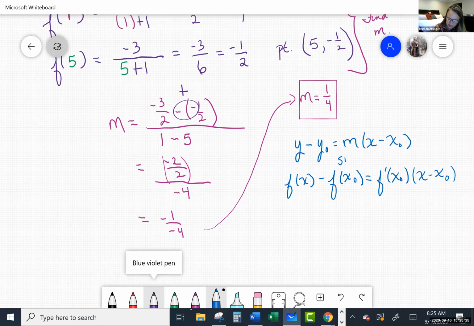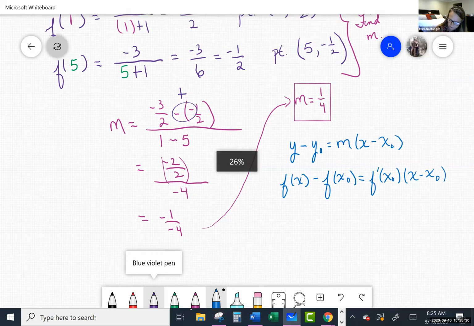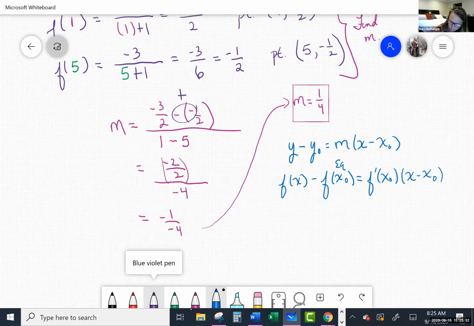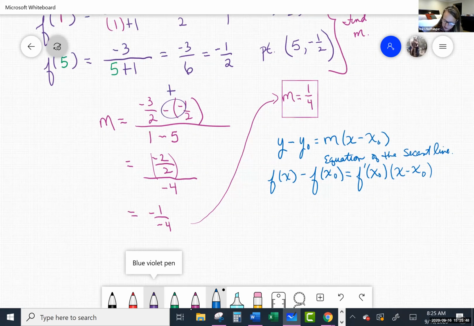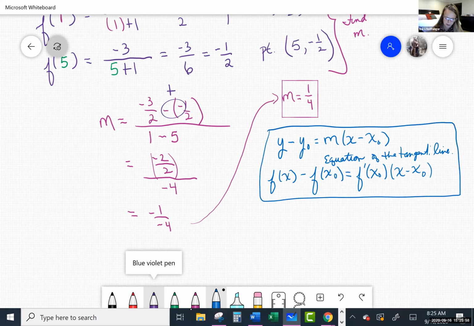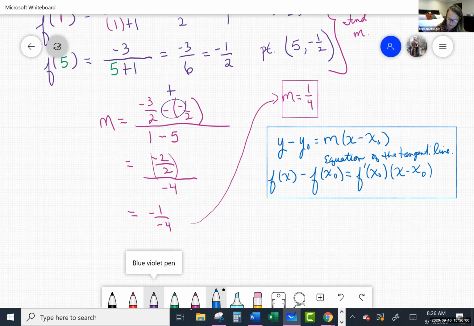So you might see this in the book. So this is the equation of a line. Of the secant. Actually, this would be the equation of the tangent line, because I'm looking at the derivative. Let's do that differently. This is the equation of the tangent line, which is not what we're looking at right now. We're looking at the equation of the secant line.